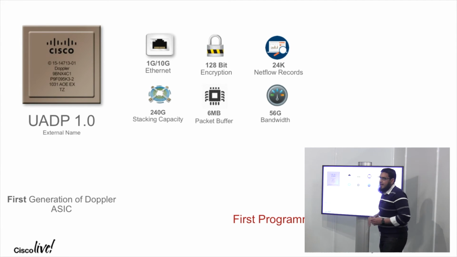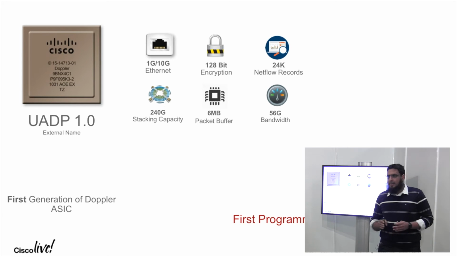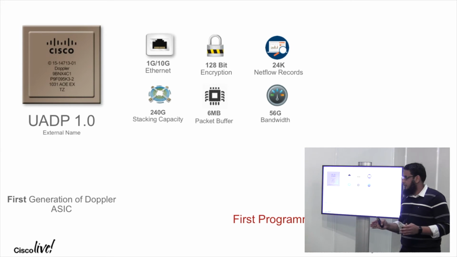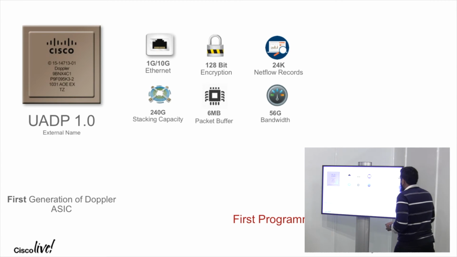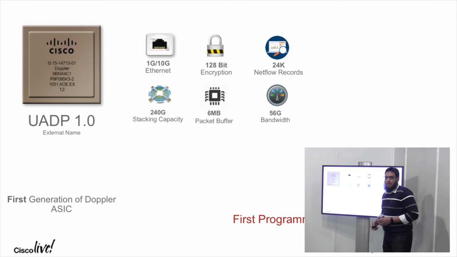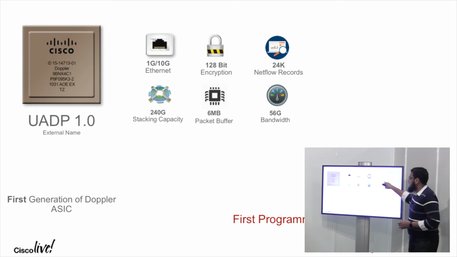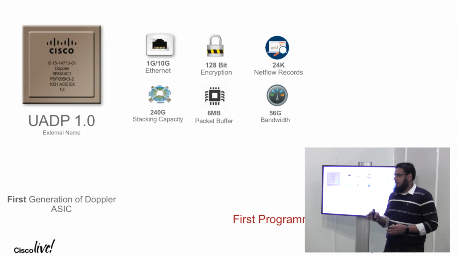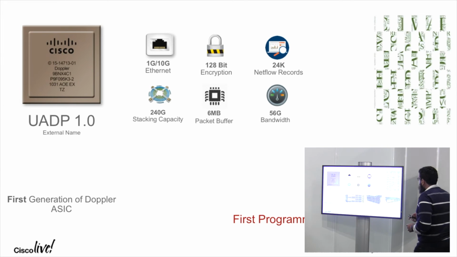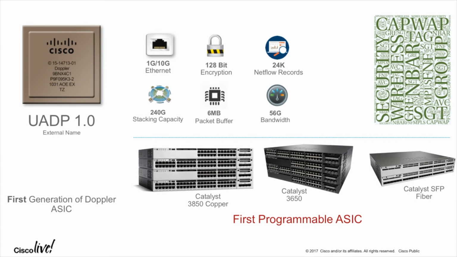Each ASIC has 24,000 NetFlow entries cache capacity, right? And then we talked about the bandwidth. This is the 56 gig. What that means, that gives us a lot of different features that we can do with this ASIC, right? Features like SGT and wireless, CAPWAP, SPAN, and so on. These are some of the versions of the Catalyst 3850 that are using UADP 1.0. Okay. Later, about 2 years back.